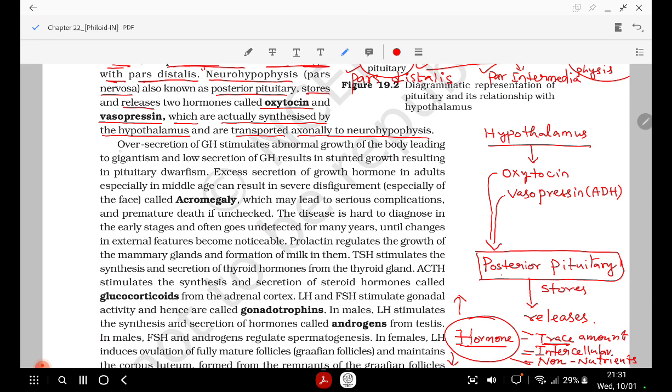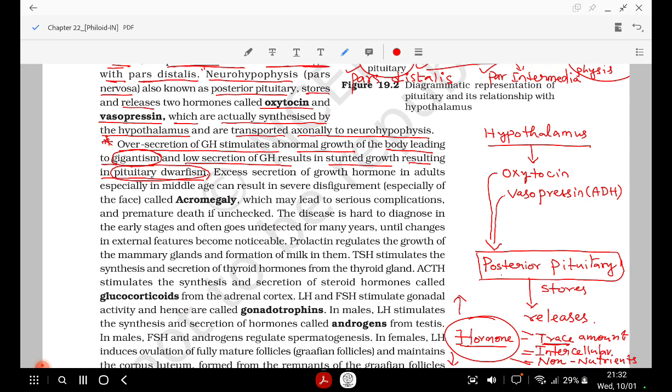Over secretion of growth hormone stimulates abnormal growth of the body, leading to gigantism. And low secretion of growth hormone results in stunted growth, resulting in pituitary dwarfism. So over secretion causes a disease or abnormality, and lower secretion also causes a defect. So it should be secreted in a balanced way. Over secretion or under secretion causes disorders and defects.